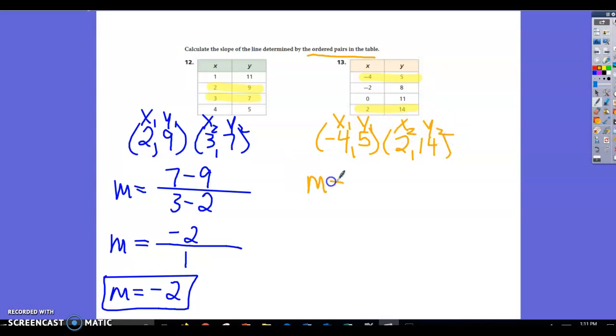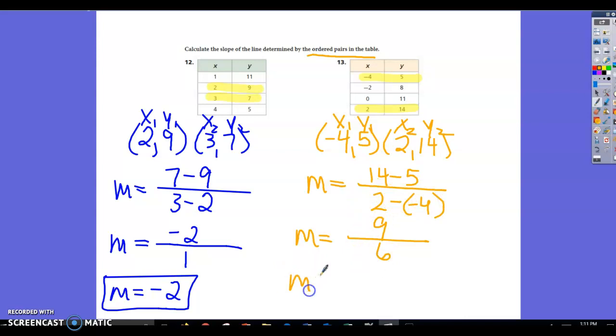All right, so m equals 14 minus 5 over 2 minus negative 4. m equals 14 minus 5 is 9, 2 plus 4 is 6. 9 and 6 are both divisible by 3. 3 goes into 9 3 times, 3 goes into 6 2 times. So my slope is 3/2 for this one.